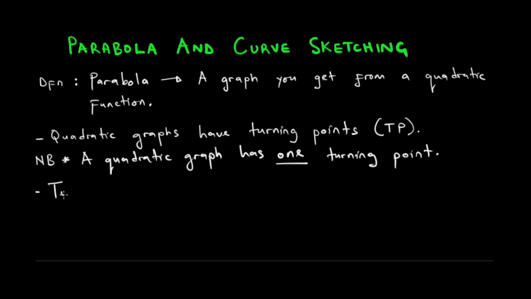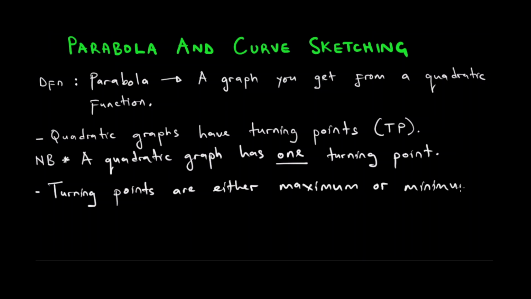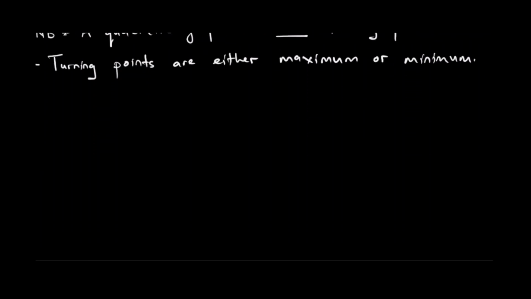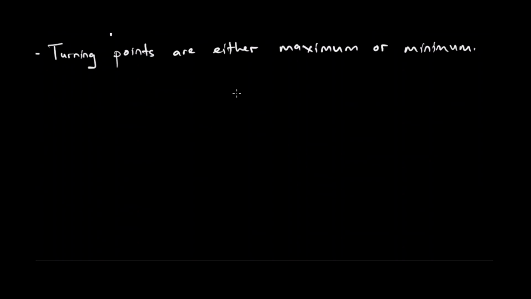Saka turning points are either a maximum or a minimum. Saka tine inonzi a maximum turning point and a minimum turning point. Kuti turning point tinoreva the point where the curve turns, kana kuti changes course. Let us put down graphs which explain this. But remember that we have what is called a maximum turning point and we have what is called a minimum turning point.